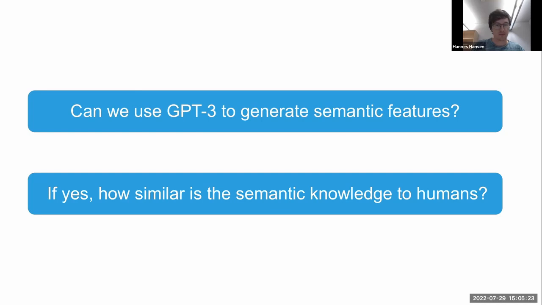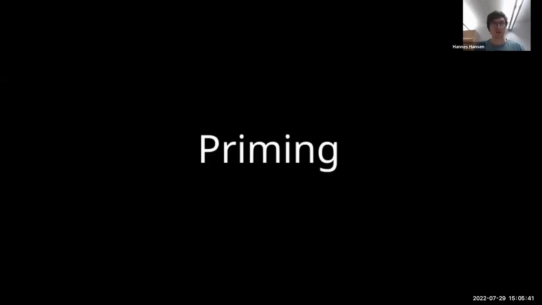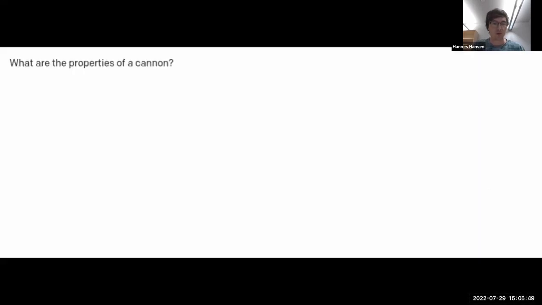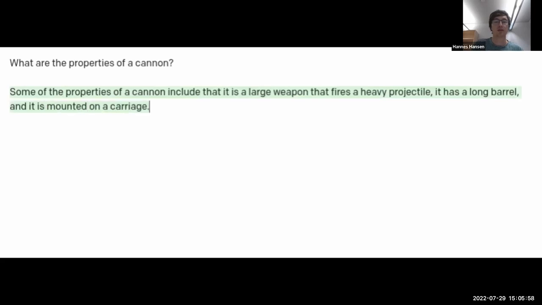So how does it look like to ask GPT-3 for semantic features? For this, I prepared a short demonstration from GPT Playground. Here, I first asked GPT-3 what are the properties of a cannon. And the first generated answer is, some of the properties of a cannon include that it is a large weapon that fires a heavy projectile. It has a long barrel and it is mounted on a carriage.